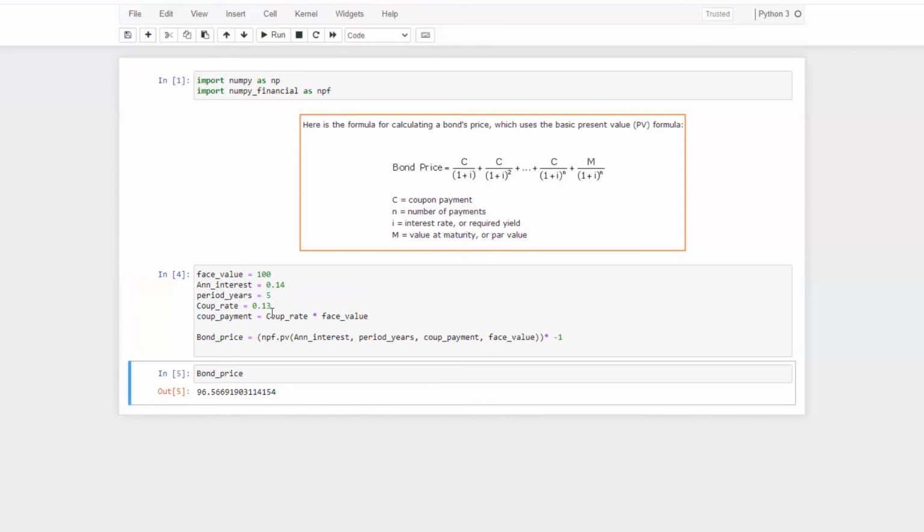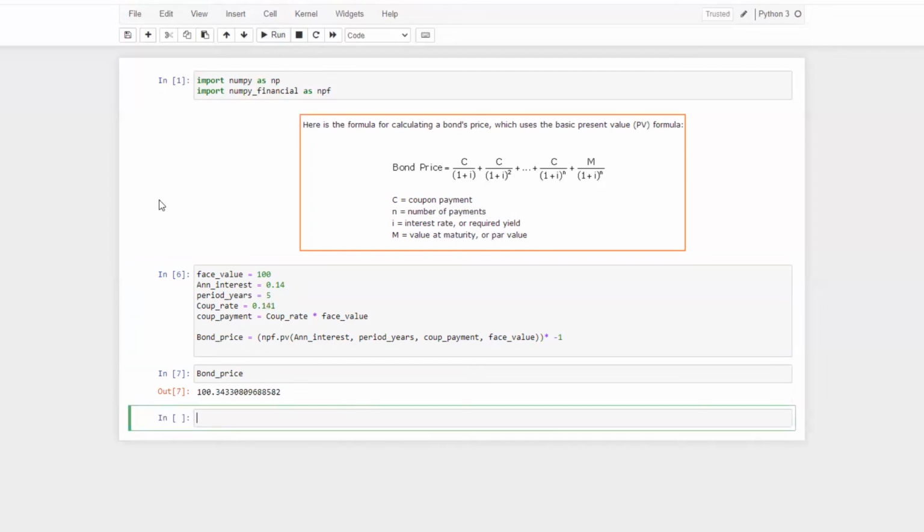Since our coupon rate is lower than the annual yield, this bond is at a discount. So the moment we increase the coupon payment, let's say 14.1, let's see what will happen. So now this is at a premium.